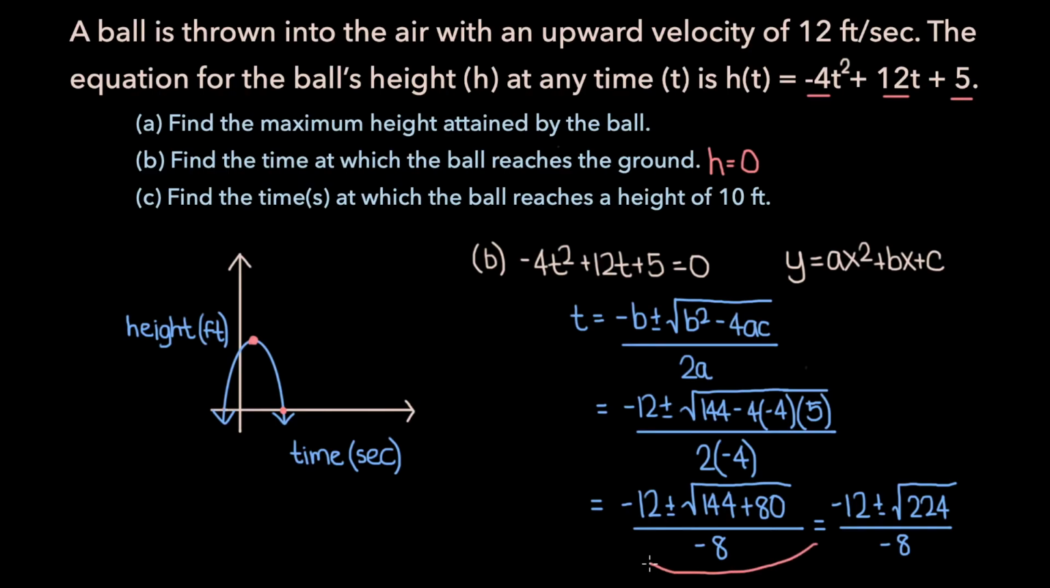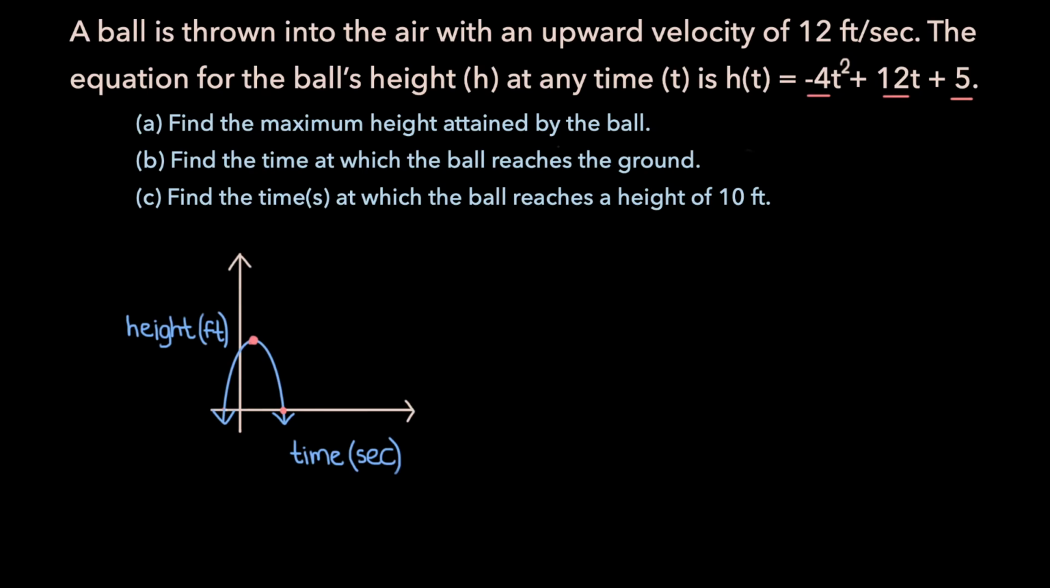and if we just bring this over for the sake of space, we get that the time at which the ball reaches the ground is equal to negative 12 minus root 224 over negative 8. Unfortunately, the square root of 224 isn't a very nice number, so we're just going to use a calculator to simplify the rest, and we get that the time at which the ball reaches the ground, which once again is this pink dot right here on our graph, is 3.37 seconds. And so there's part B.